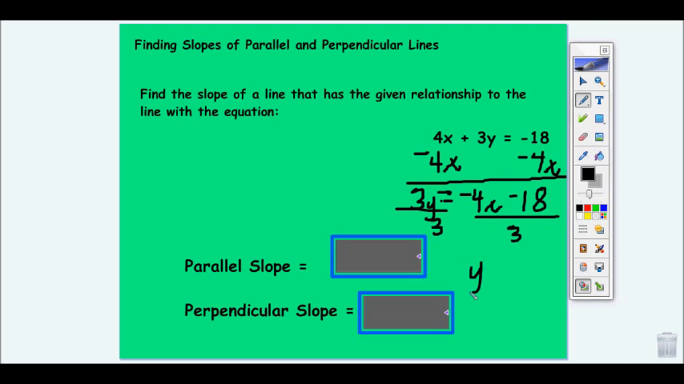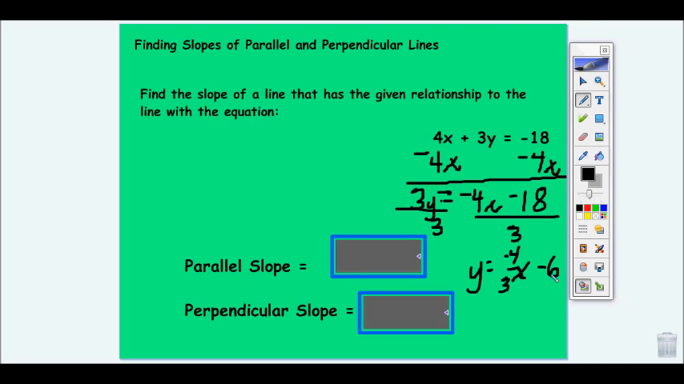So I'm going to have that y equals, for my first equation, negative 4/3 x, and then negative 18 divided by 3 would be a negative 6. Now my equation's in slope-intercept form.